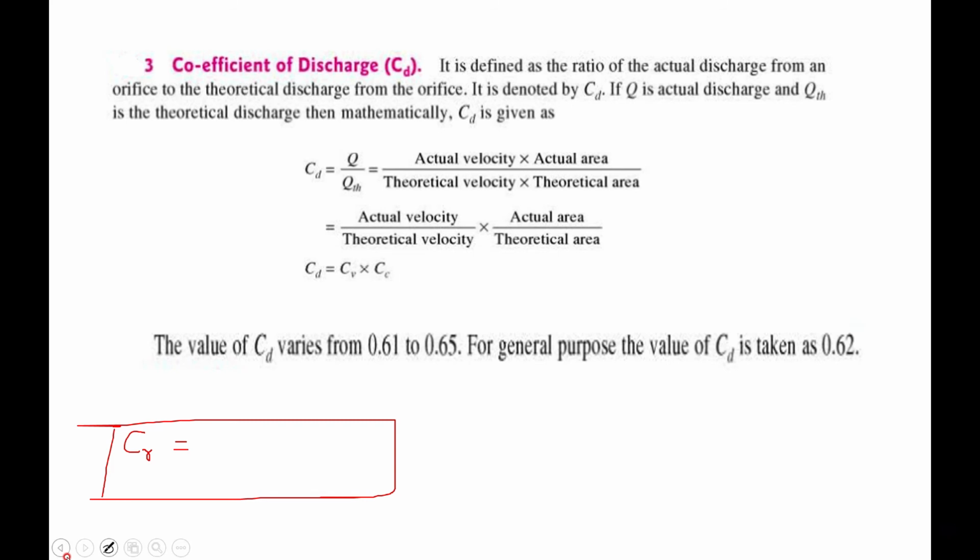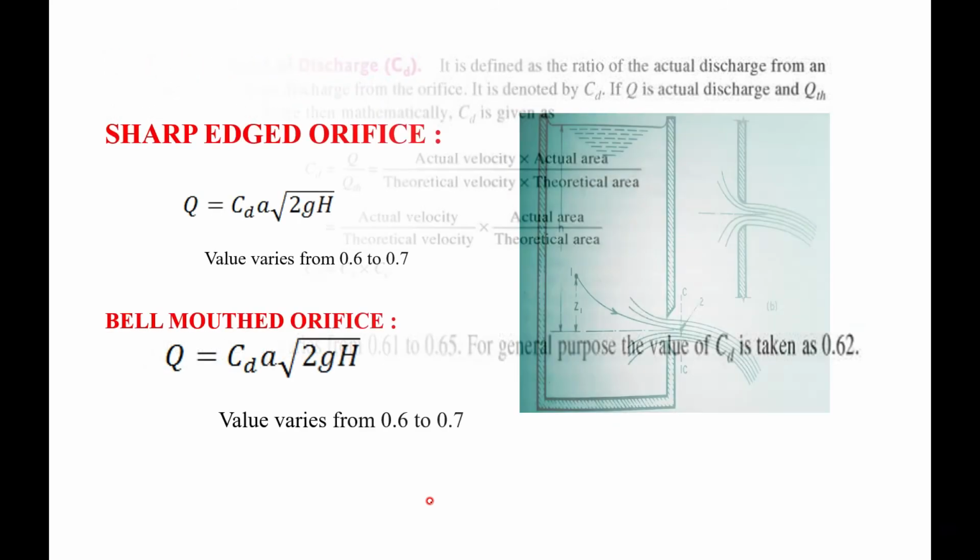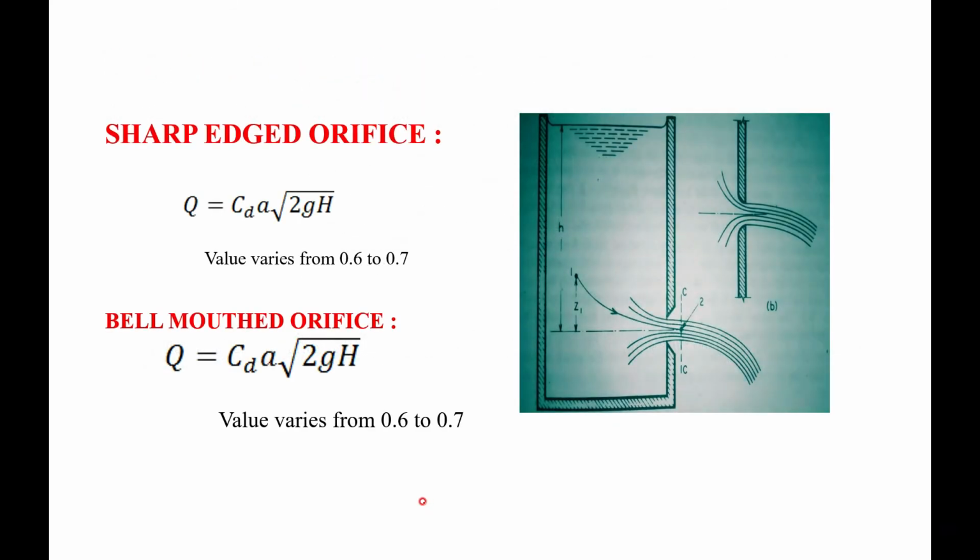Now let us take again a sharp edged orifice. An orifice is nothing but an opening only. The edges are sharp here. Just look at the edges here, they are made very sharp. Then the Q will be CD into A into root of 2gh, and the CD value varies from 0.6 to 0.7.